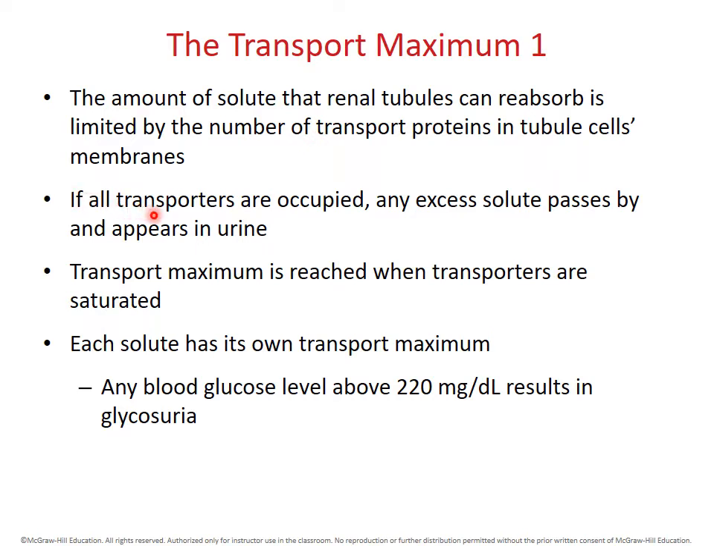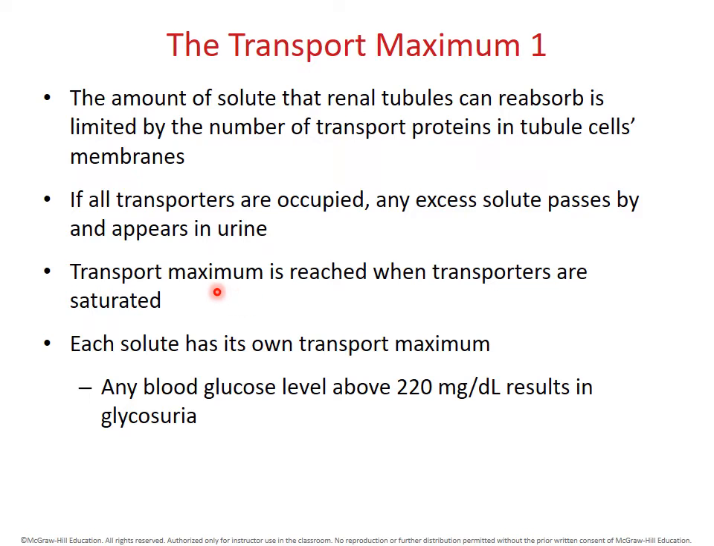And if all those transporter molecules are working as fast as they can, then it's possible that excess solute that's in the tubular fluid might pass through the tubule and not get reabsorbed. And at that point, of course, it would end up in the urine. And so there is what we call a transport maximum for each substance. The transport maximum is the maximum amount of a particular solute that can be transported, excuse me, in a given time.